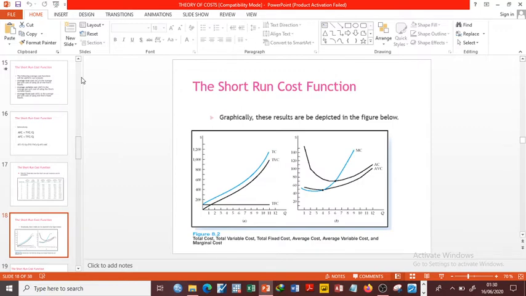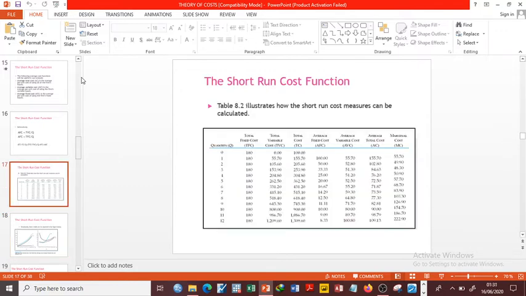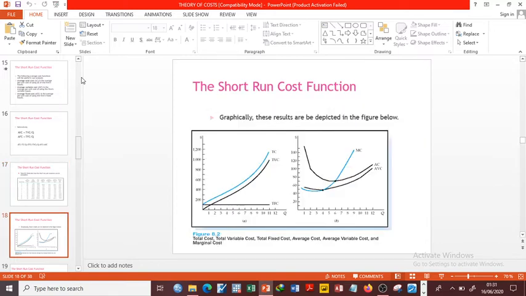Now, these graphs are arrived at by simply plotting the graphical representation of what we've calculated in this table. When we plot it graphically, we shall arrive at these cost curves. And important for us to note is that cost curves are U-shaped. And why are they U-shaped? We are going to see why they are U-shaped. All right.